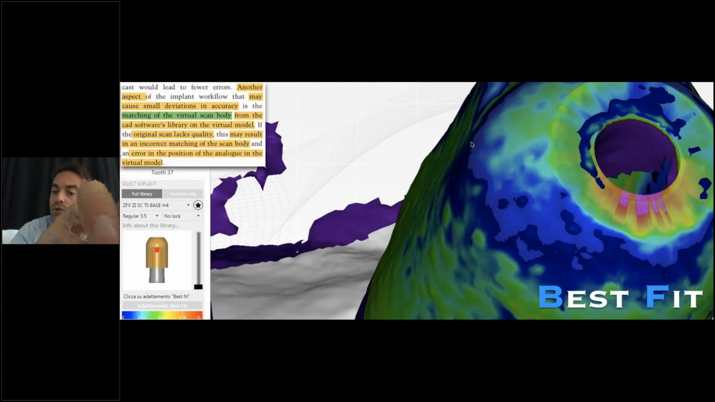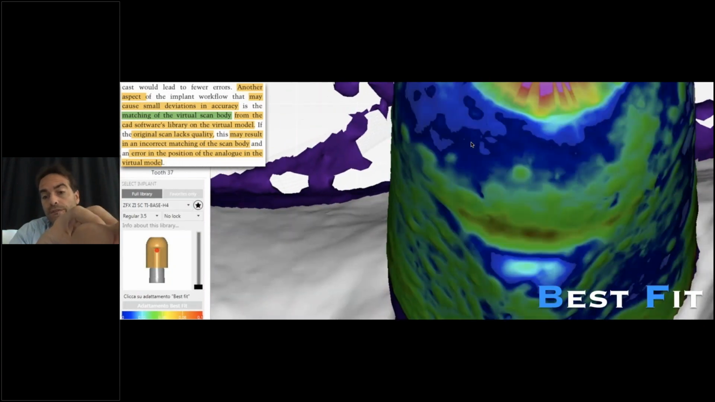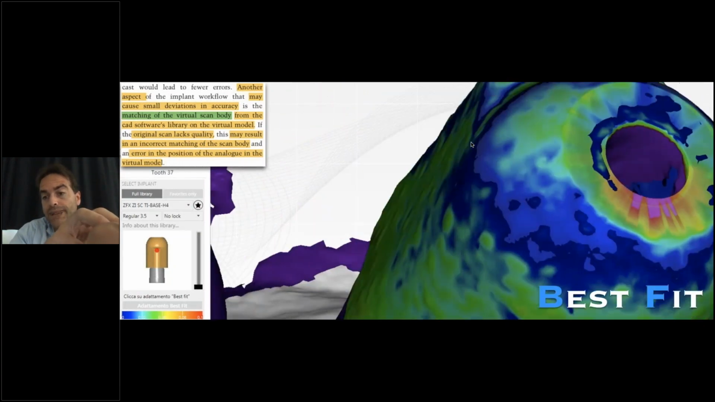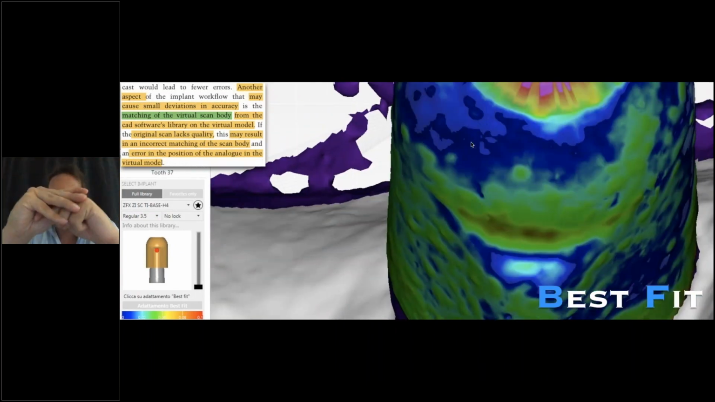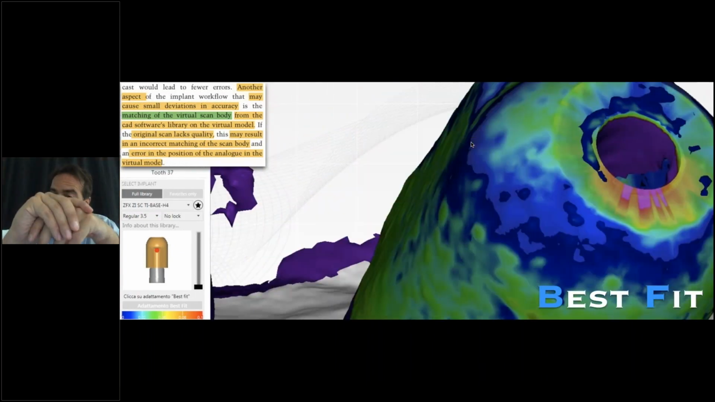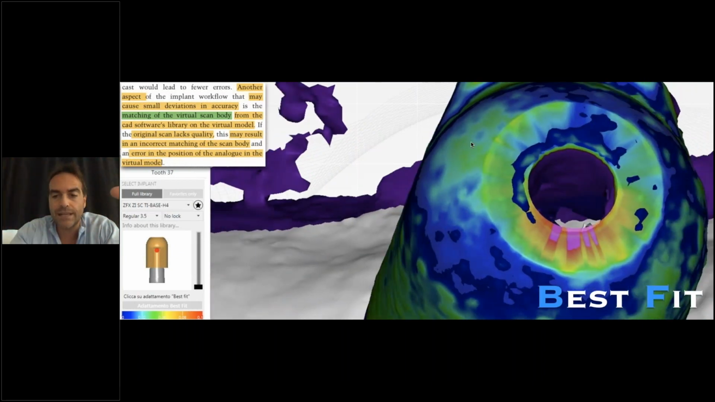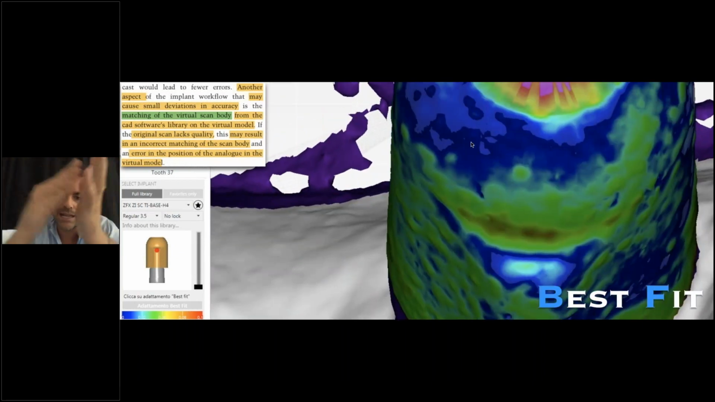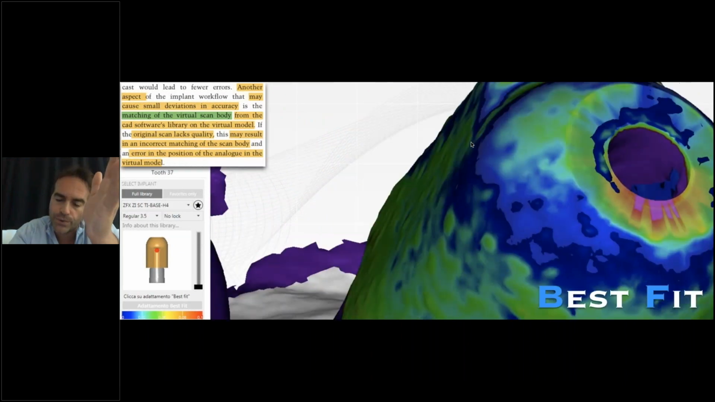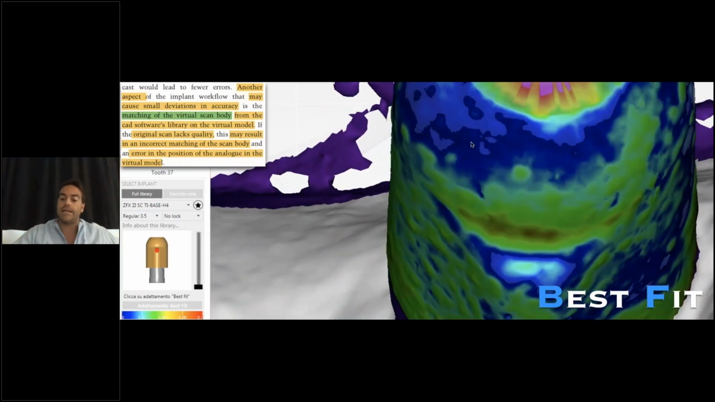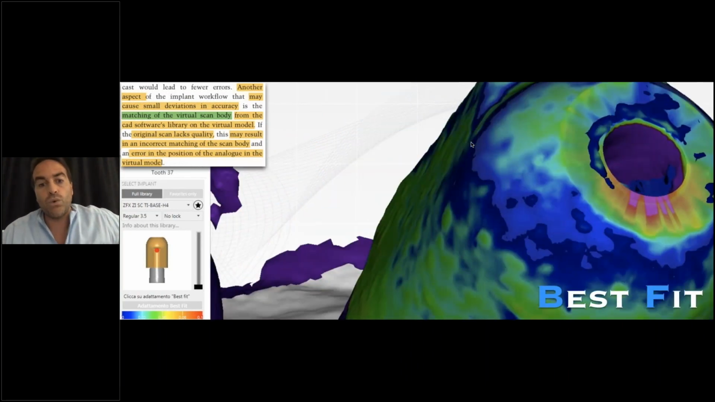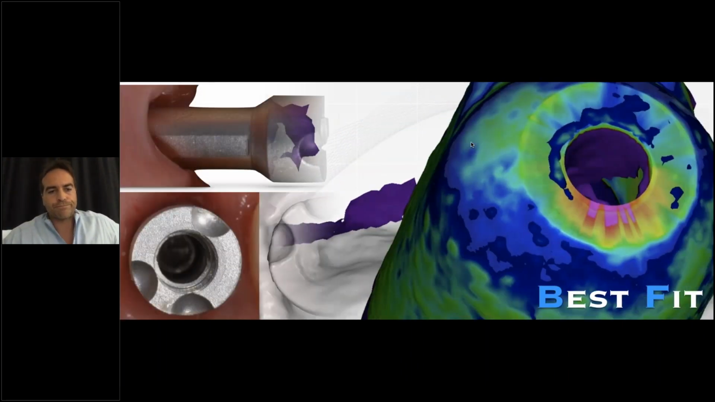So basically it's doing a quality control of what we have scanned. And when the best fit is appropriate, like in this case, we have this kind of colors on the screen. If there are any mistakes, the lab technician can call us and prevent us from moving forward in the workflow, avoiding mistakes and losing time and losing quality of our restoration.